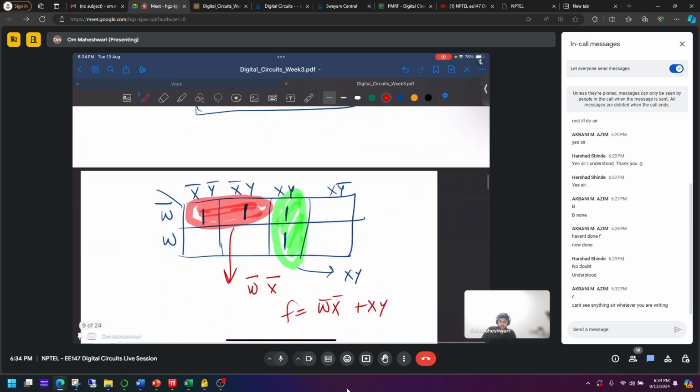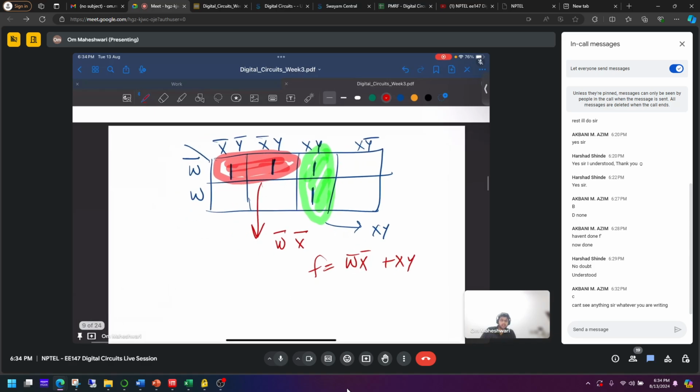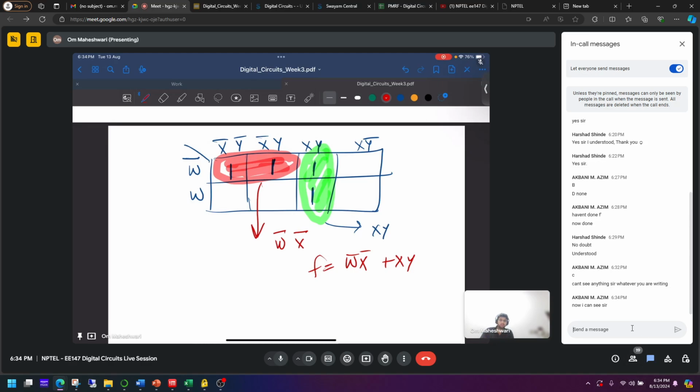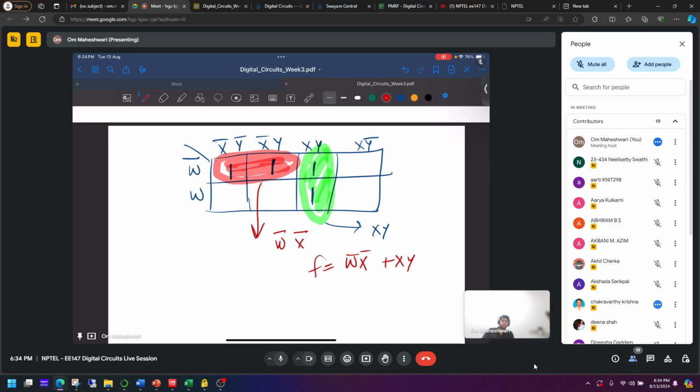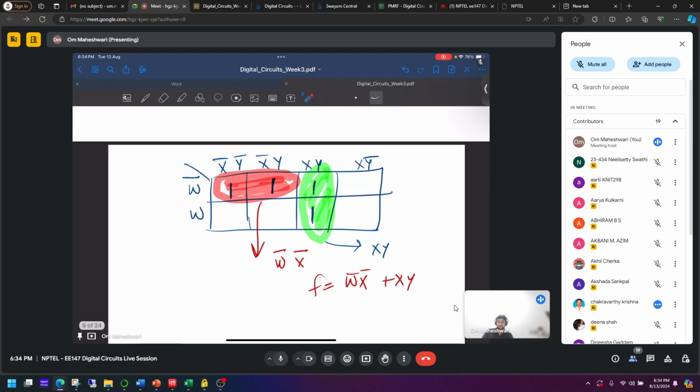Uh, are you not able to see my screen? Yes, screen is visible, right? Yes, yes. I think Azim, there's some problem with your connection. Can you maybe just reconnect? Okay, there might have been some network error. Anyways, so we just form these two groups, and this one is W bar X bar, this one is XY. Answer is W bar X bar plus XY.